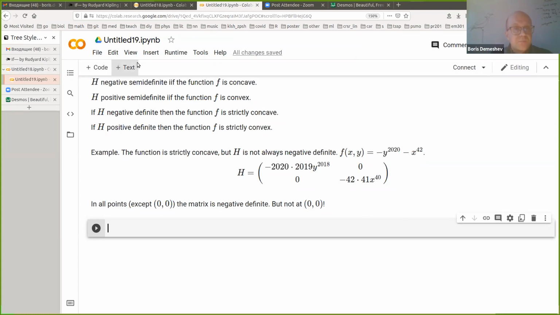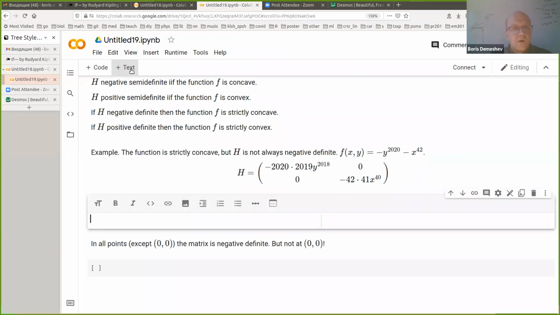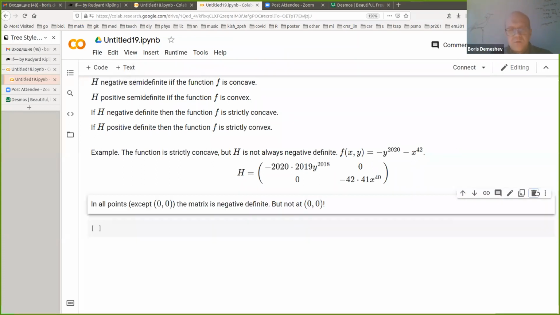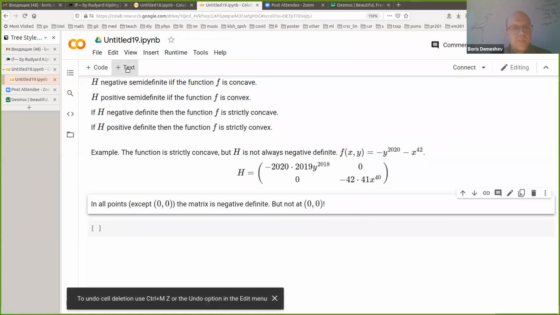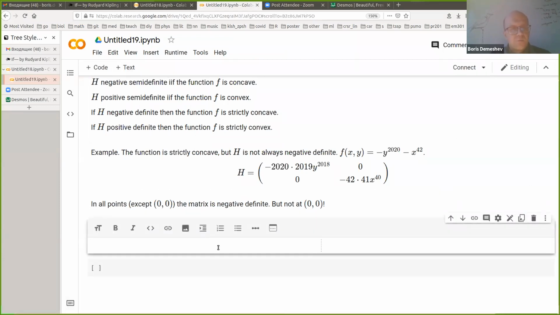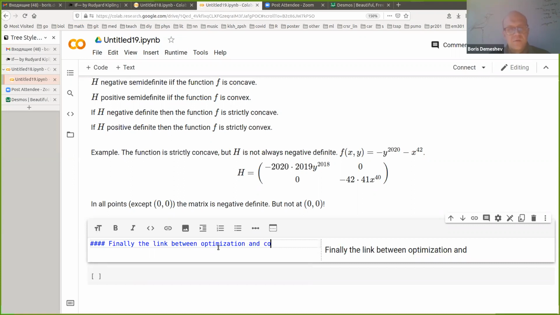Let's work finally on the link between optimization and concavity.